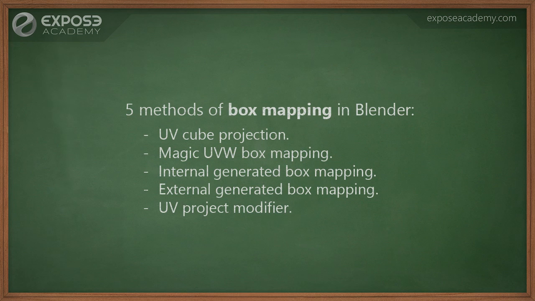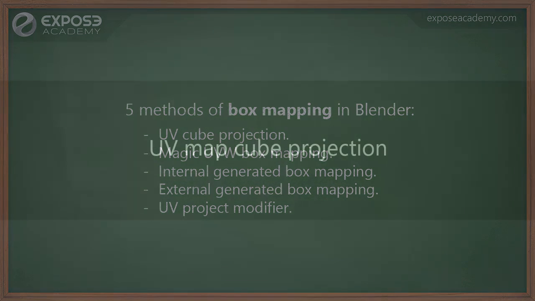The first one is the UV cube projection method. Then the second one is the magic UVW box mapping method. Third is the internal generated box mapping. Fourth is the external generated box mapping. And finally, which is my favorite, is the UVProject Modifier method. Let's discuss each of these methods one by one.